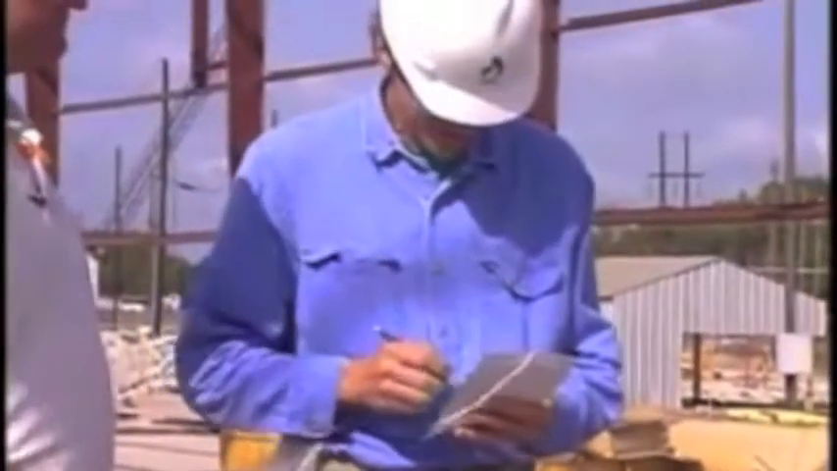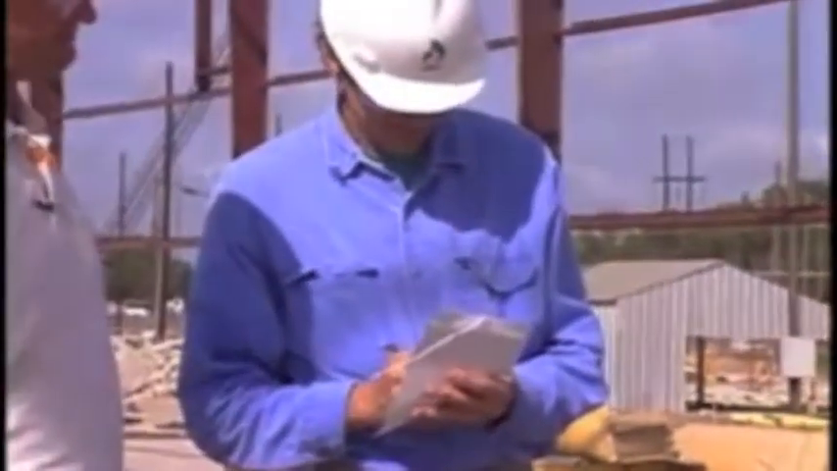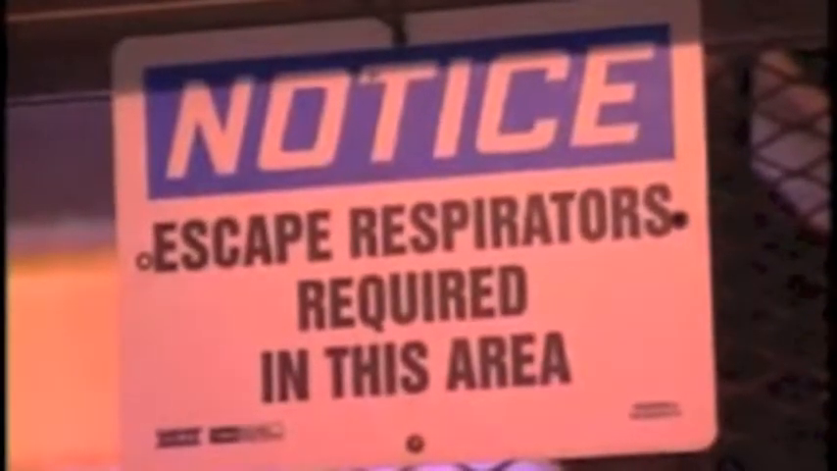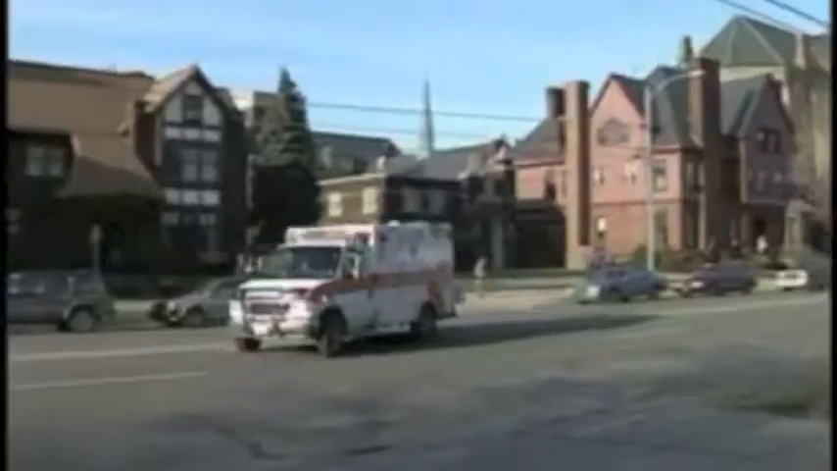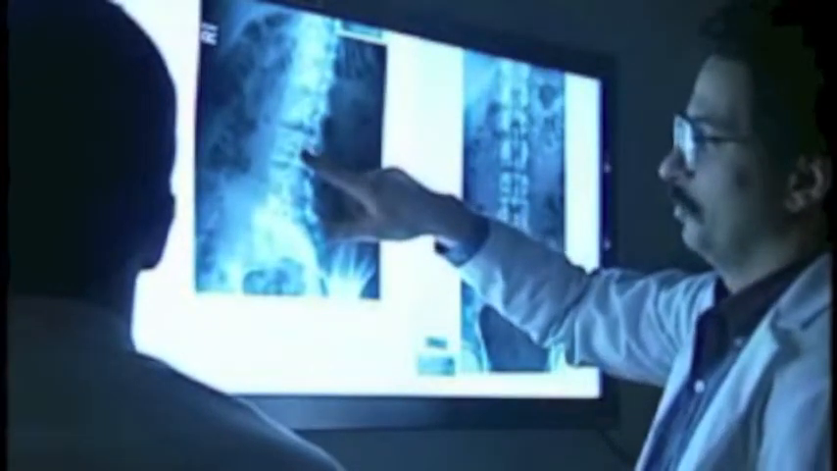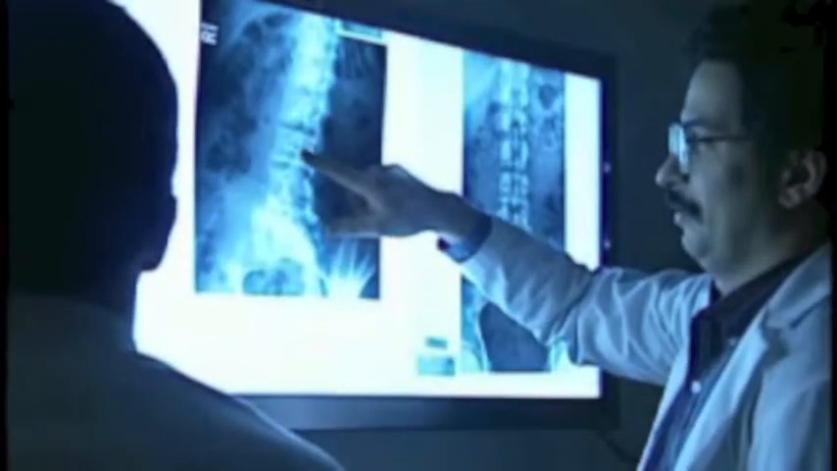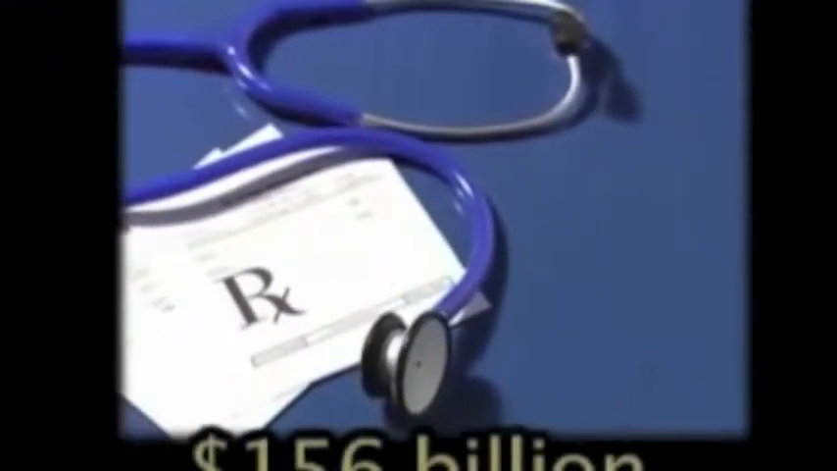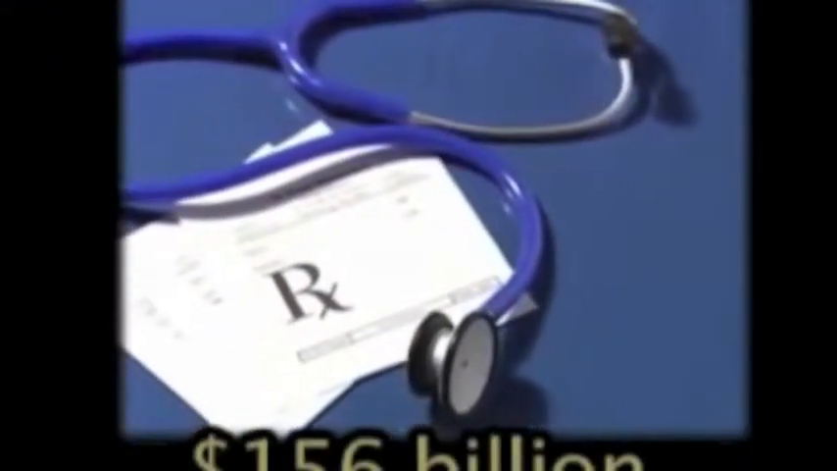While OSHA continues to make strides in occupational health and safety, significant hazards and unsafe conditions still exist in U.S. workplaces. Each year, almost 5,200 people die from workplace injuries in the private sector. Nearly 4.3 million people suffer non-fatal workplace injuries and illnesses. And the cost of such injuries and illnesses total more than $156 billion.